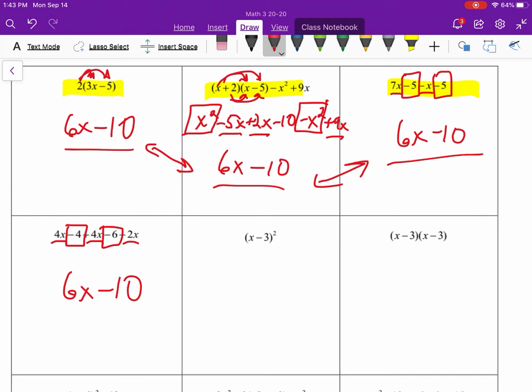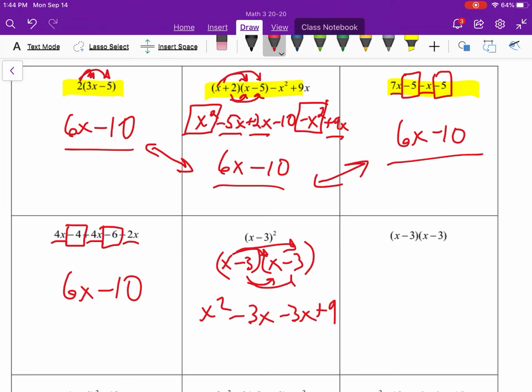Now we're going to see how something else will be equivalent, right? So now when we look at this x minus 3 squared, this is going to be x minus 3 times itself, so times x minus 3. And then we're just going to go ahead and double distribute, right? X squared minus 3x minus 3x plus 9. Combining like terms, x squared minus 6x plus 9.